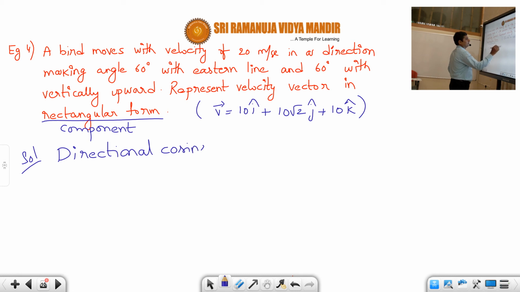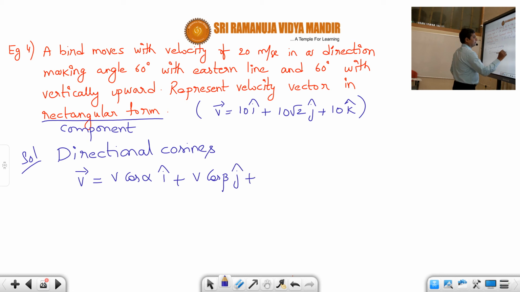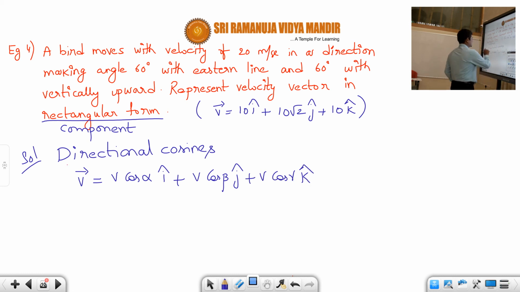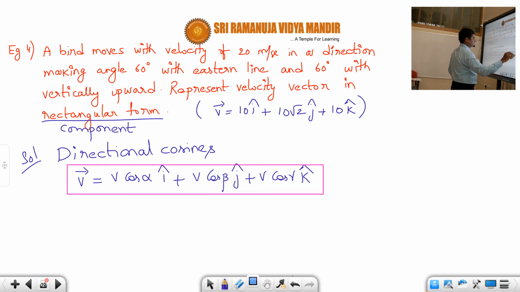Where cos alpha, cos beta and cos gamma are called the directional cosines. Now we have, suppose let us say, V vector is equal to V cos alpha I cap plus V cos beta J cap plus V cos gamma K cap. That is actually the vector form, students.